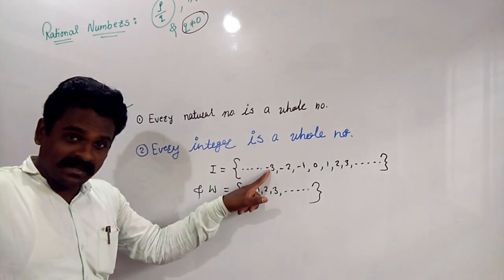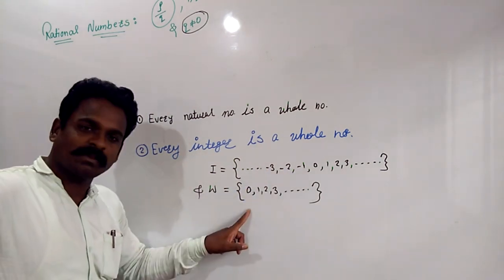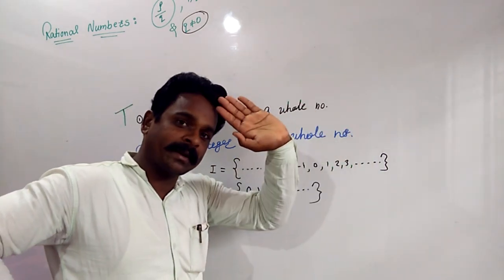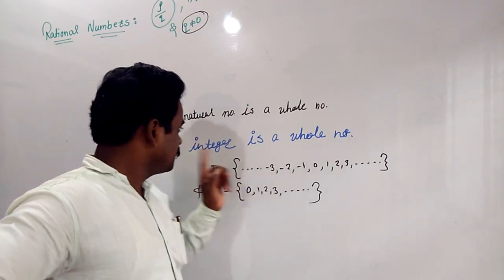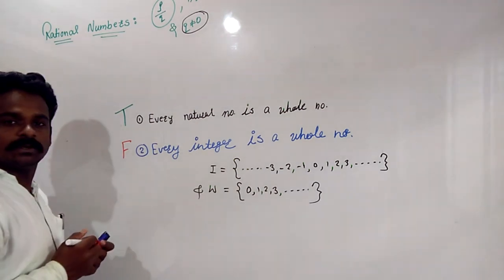-3 is an integer, but -3 is not here. -2 is an integer, -2 is not here. -1 is an integer, -1 is not here. Just the numbers starting from 0 on the right hand side are here: 0, 1, 2, 3 and so on. That's why this statement is false. No problem.